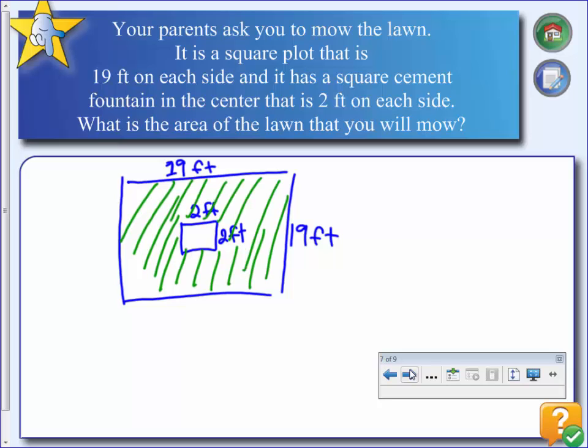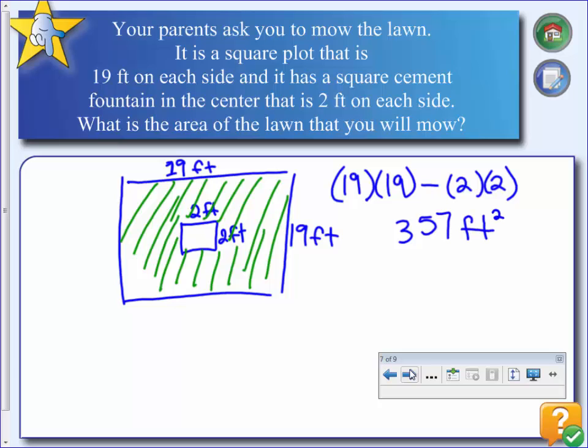So we're going to do the entire total area of the lawn. So 19 times 19. And we're going to subtract from that the 2 feet by 2 feet. So 2 by 2. Okay? Your final area that you're going to mow is going to be 357 feet. And again, this is unit square. So that's the area you're going to mow.